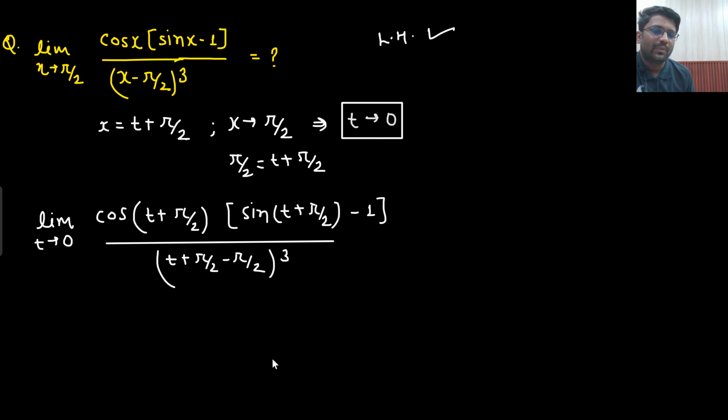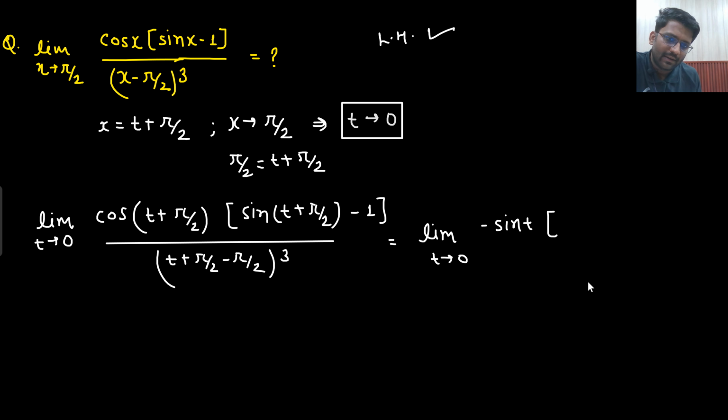Now what is cos of pi by 2 plus t? That is minus sin t. So what we are getting? Limit t tending to 0. So cos pi by 2 plus theta, that is second quadrant, right? Cos pi by 2 plus theta, that is second quadrant. So that will be minus sin t.